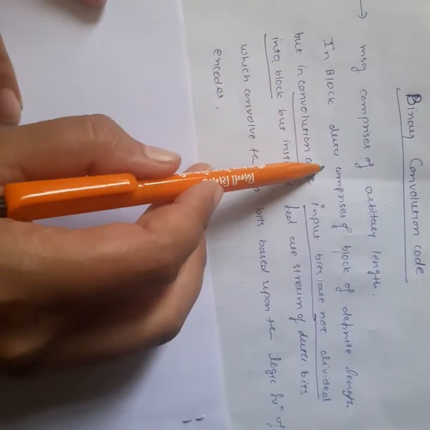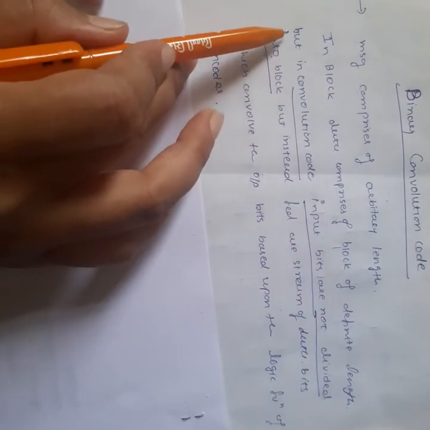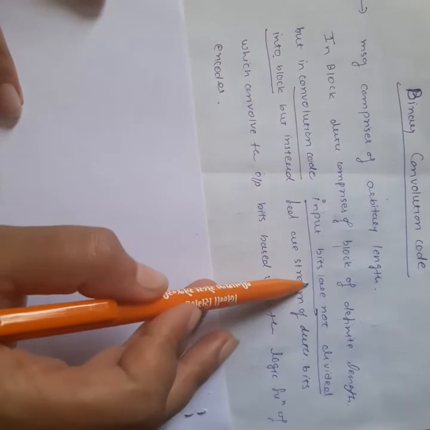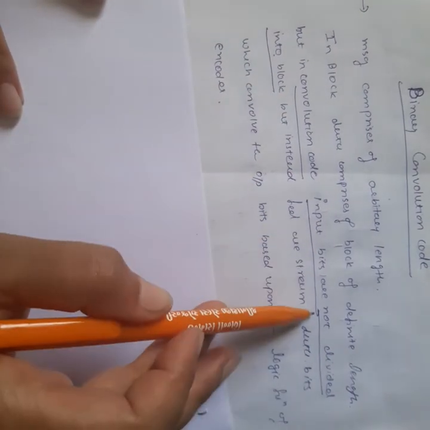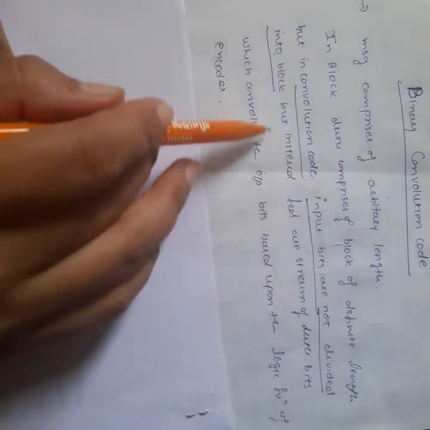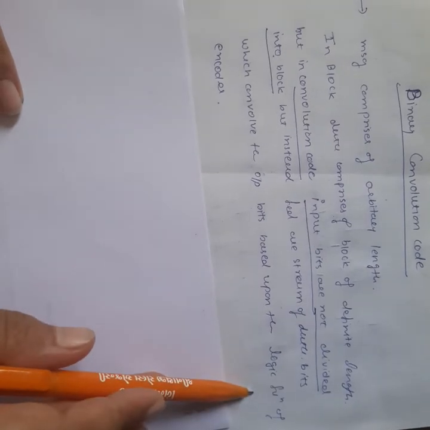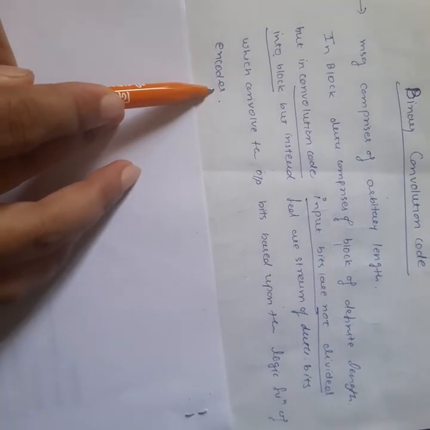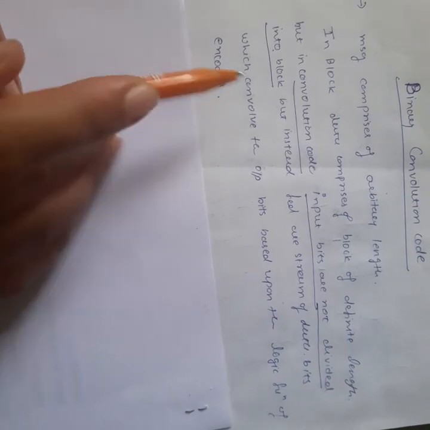And in block codes, data comprises blocks of definite length. A fixed block length would be there, but in convolution code input bits are not divided into blocks, right? Input bits are not divided into blocks, and they will be fed one by one, right? So it converts to the output bit based upon the logic function of the encoder. So we are designing here an encoder, and how the encoder works, that we will see later on.